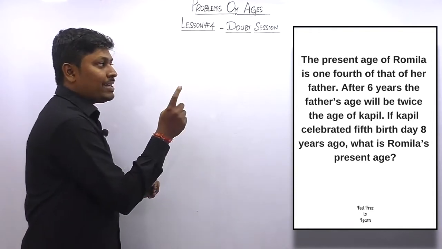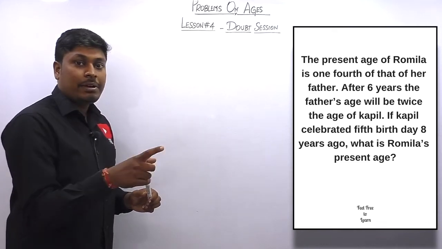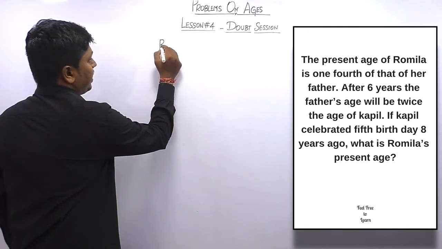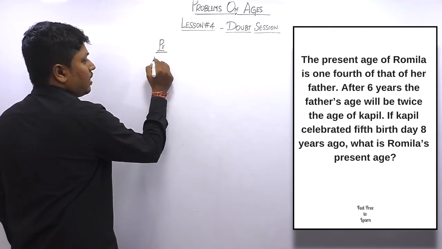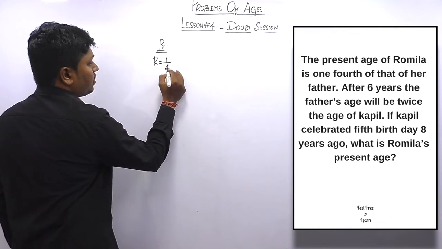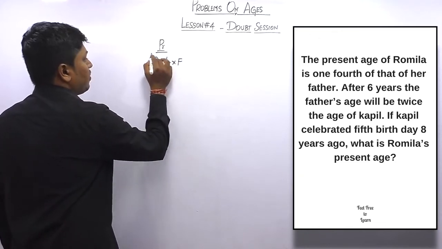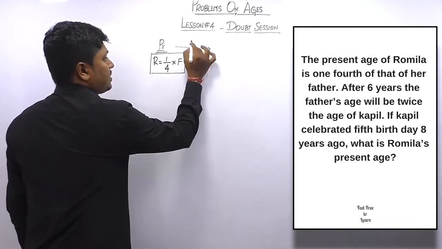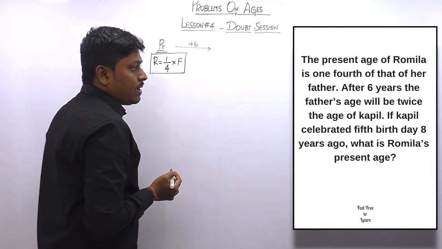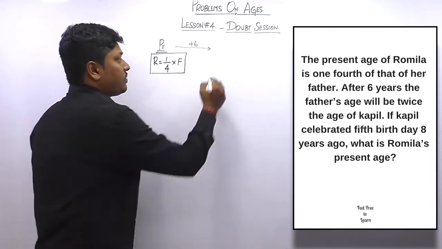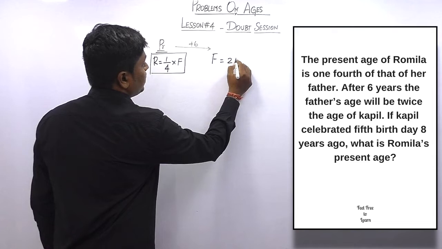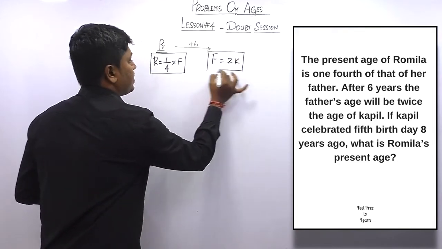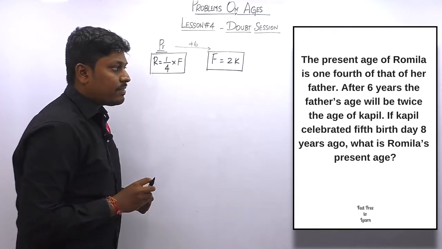In the first point they are talking about present age, and then they are talking about the future, after 6 years. Interesting question. Let me do one thing. Present age: what they are saying is Romila's age is 1/4 of her father's age. This is the point they have given initially in the present. And the next point, after 6 years, what they are saying is the father's age will be twice the age of Couple. So father's age is equal to 2 times Couple's age. After how many years? After 6 years. Okay, so these are the first 2 points they have given.